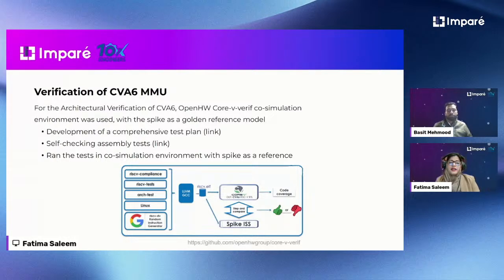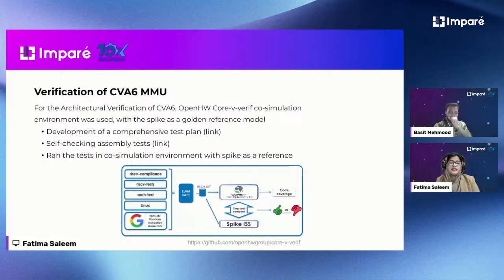10x took the responsibility to verify the MMU, and we started off with the SV32 implementation of the CVA6. The first step is verifying it at an architecture level. For the architectural testing, we used the verification environment of Open Hardware, CORE-V-VERIF, which is a co-simulation environment that uses Spike as a reference model.